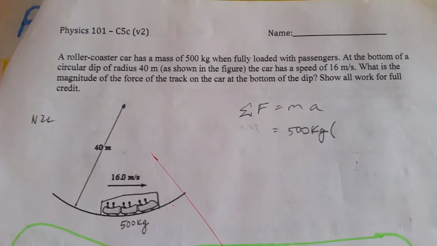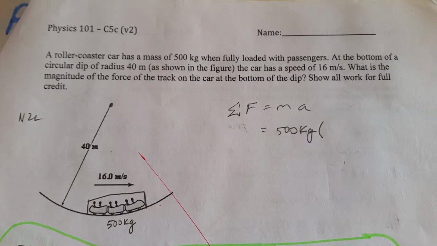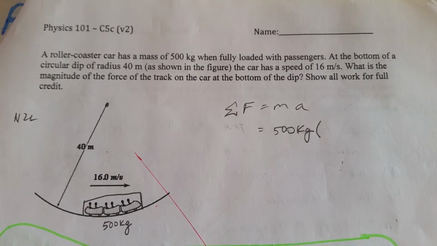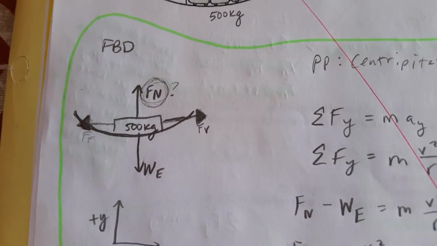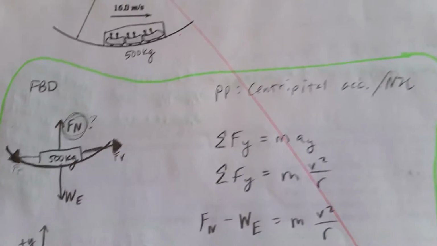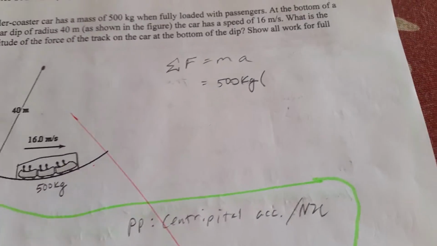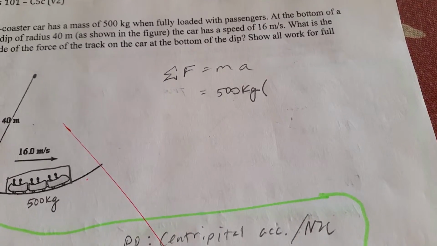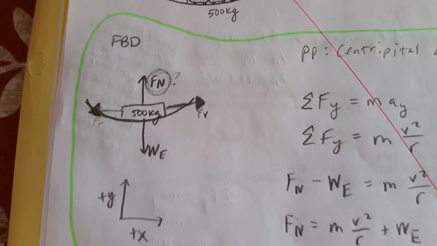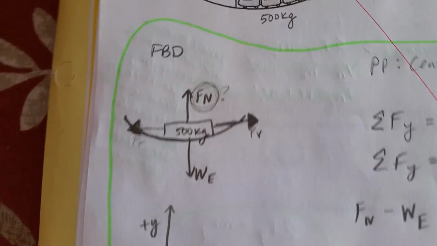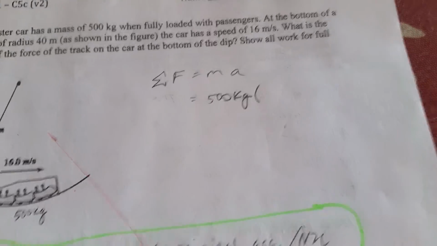For the third question, it wants to know what is the magnitude of the force of the track on the car at the bottom of the dip, and that's the picture. This is my original free body diagram. I don't really know what I did wrong because I don't remember. I either didn't know how to do it because I stopped here, or I ran out of time or something. This is my original free body diagram. It's actually correct. I just didn't do anything with the work.